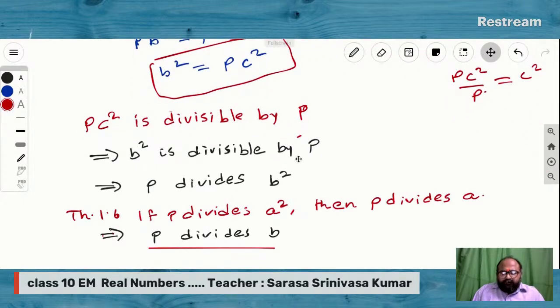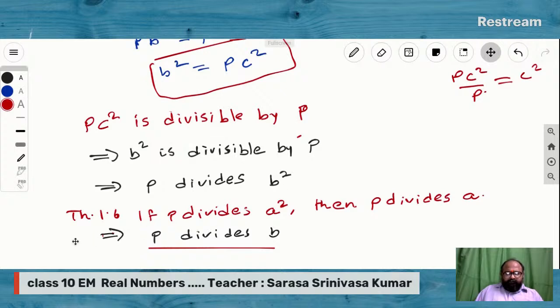Now we start our mathematical argument. The right hand side pc square is divisible by p. It is a very clear statement. So when the right hand side term is divisible by p, we can say that the left hand side term is also divisible by p. So what is the left hand side term? B square. B square is divisible by p. So we got p divides b square.